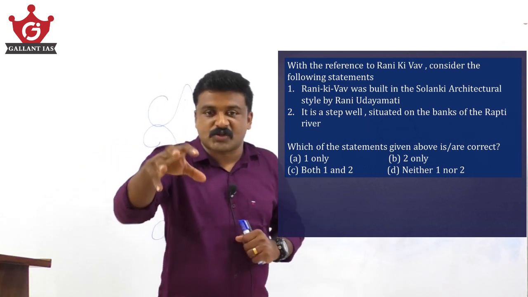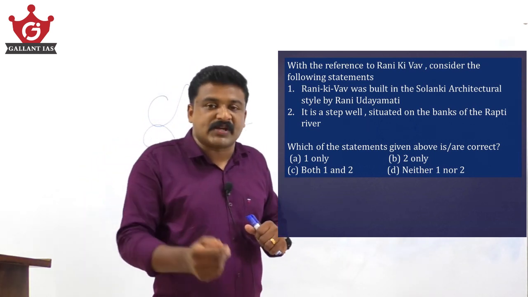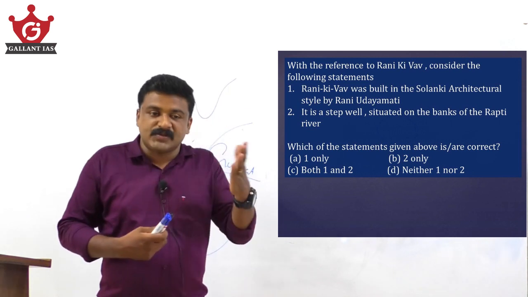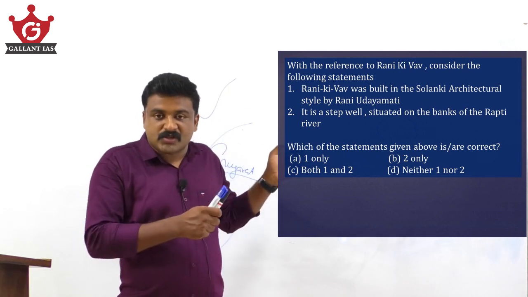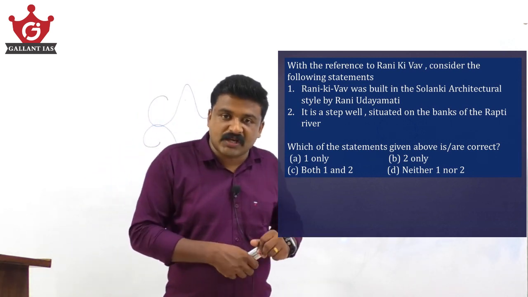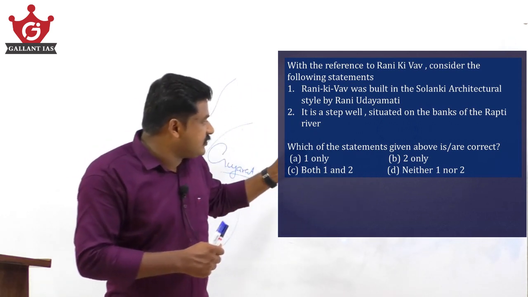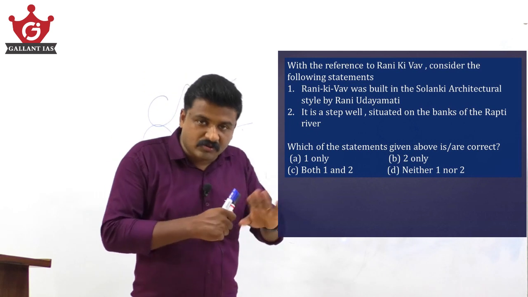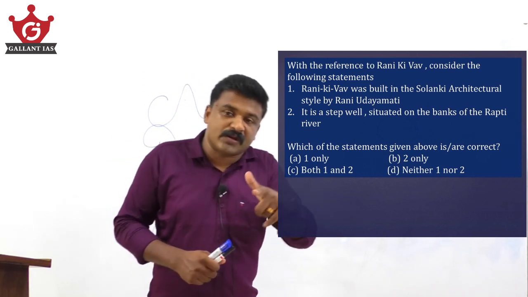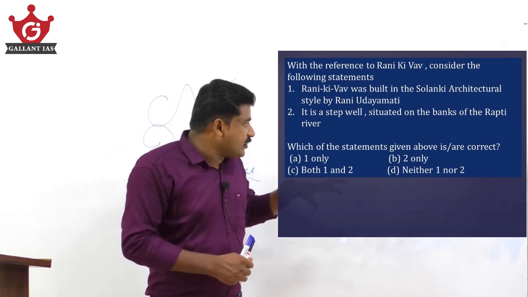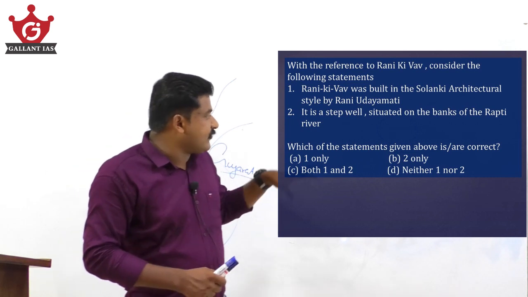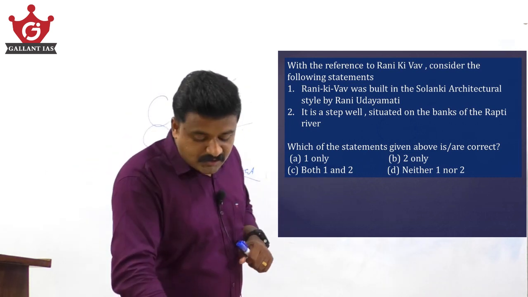So when you study the major river systems in India in environmental science, you can easily come to the answer here with basic knowledge. Rani Ki Vav is situated in Gujarat, and it is situated on the banks not of the Rapti River but of the Saraswati River. So here your answer has to be one only. The first statement is the correct answer.